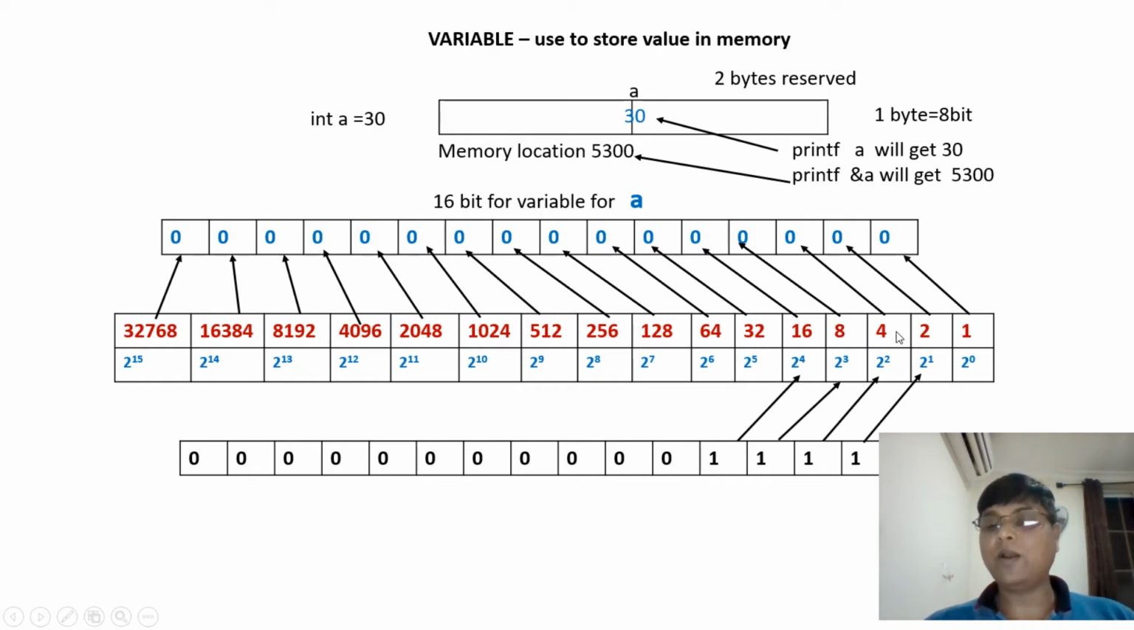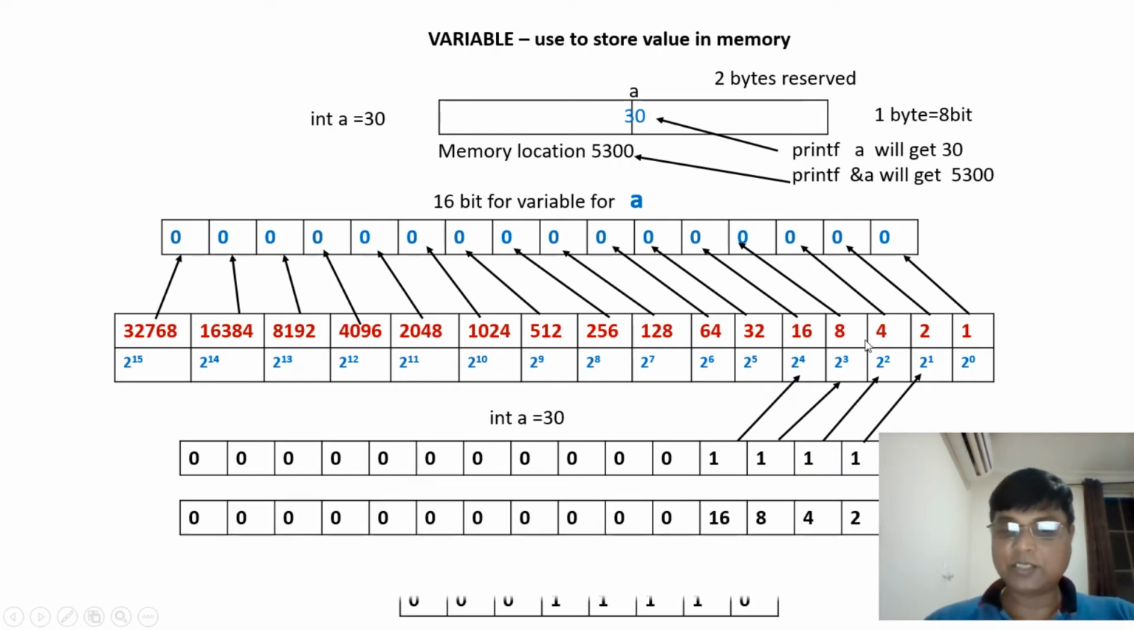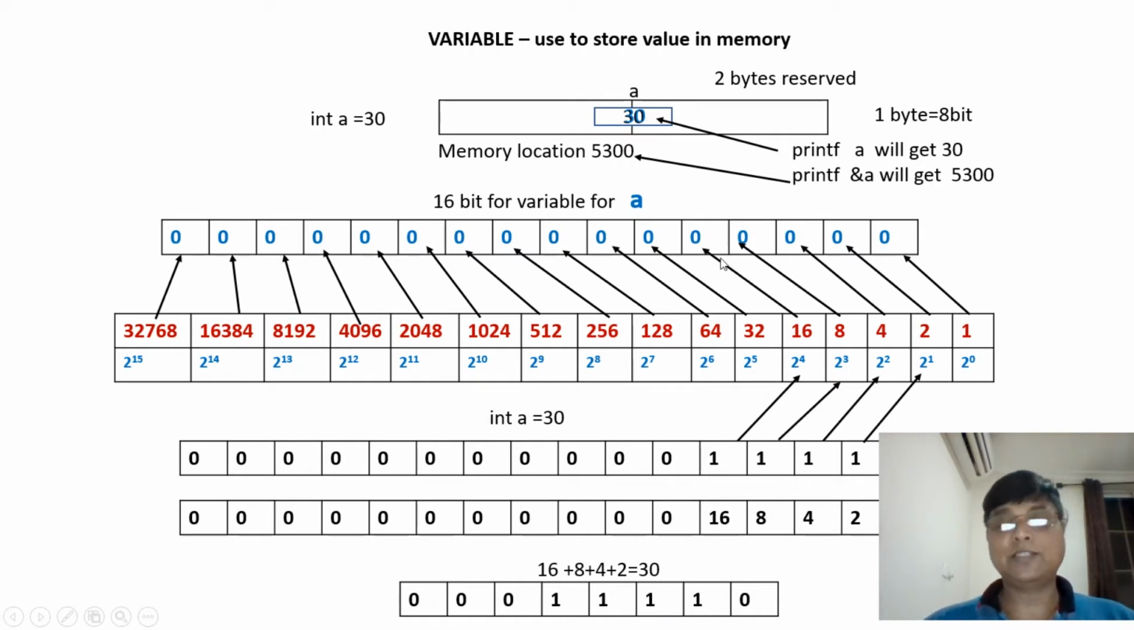If I make 1, 1, 1, 1, 1 here, what am I getting? 30 itself. So the moment I make these bits 1, these values are going to be checked, like 16 plus 8 plus 4 plus 2. That is, these bits are on, and then I got the value 30. And in the memory locations, the value 30 will be reserved like this.